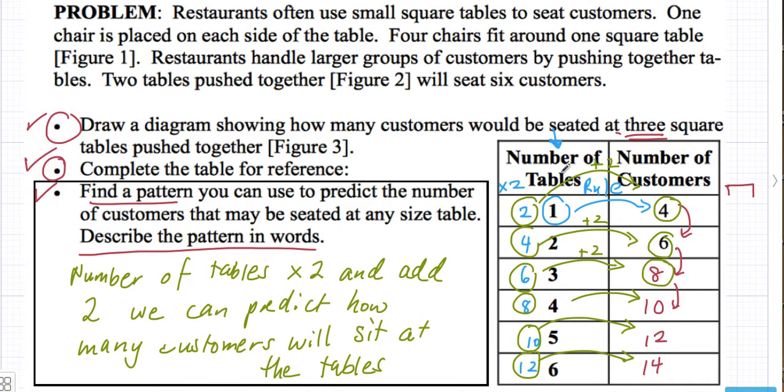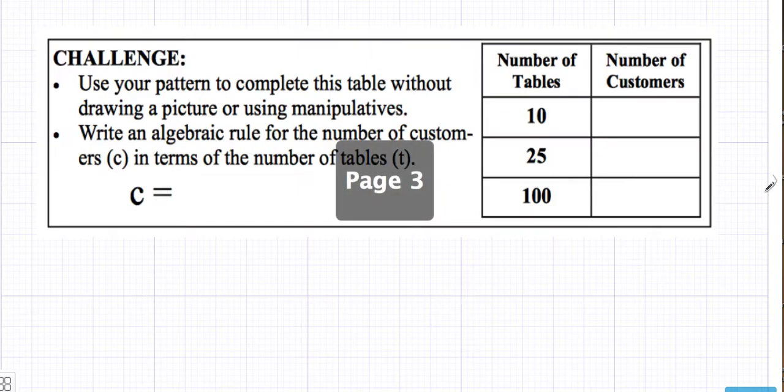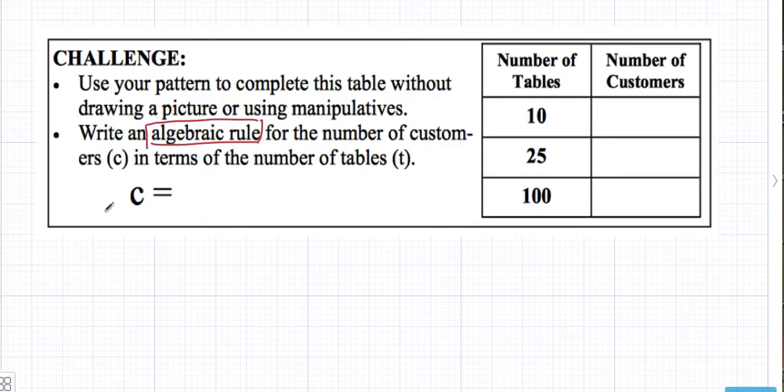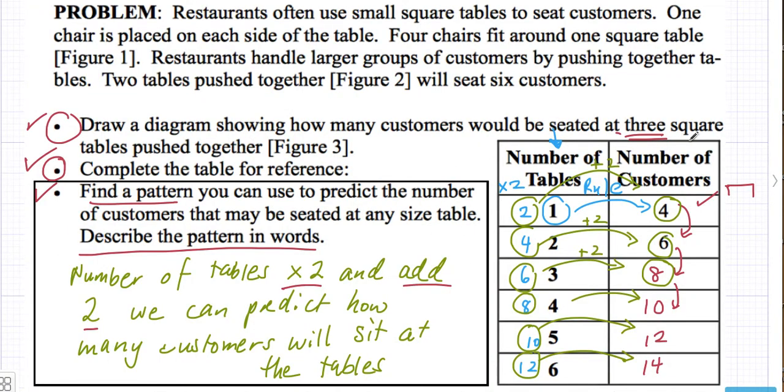It is taking the number of tables, multiplying it by 2, and then adding 2 onto that number to get the number on the right side. So now it's asking you to figure out a pattern using algebra. Now algebra is just letters and numbers. Now it's asking you to use customers with the letter C and tables with the letter T. So in this table, I'm actually going to write a C up here, that's customers, and a T for tables.